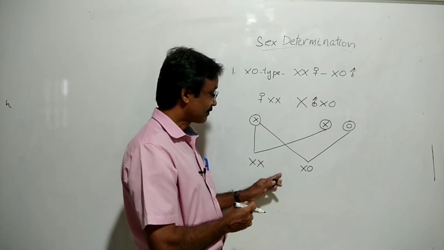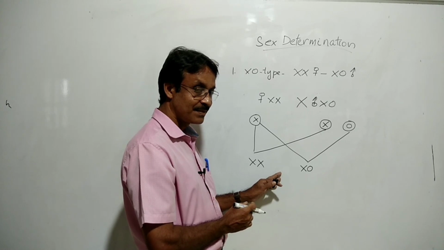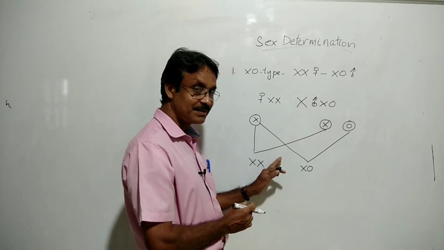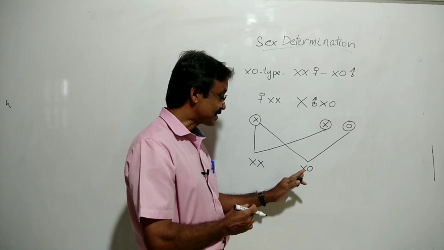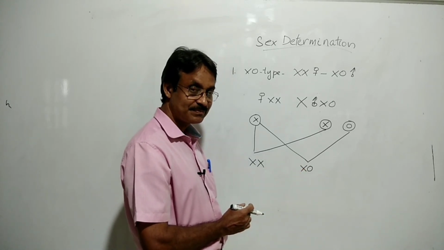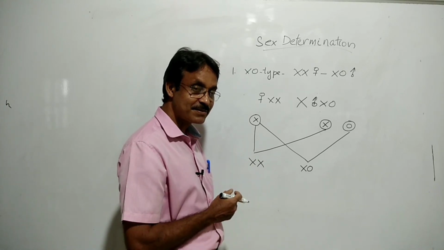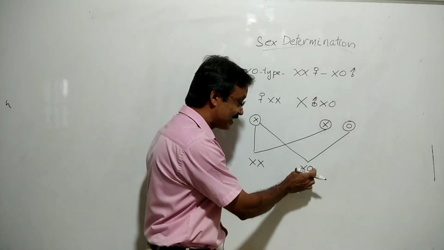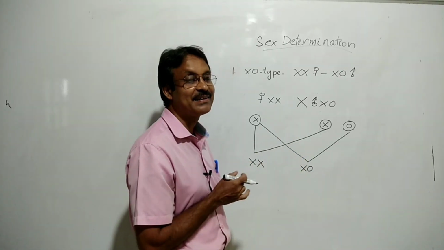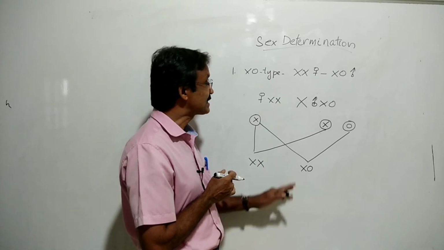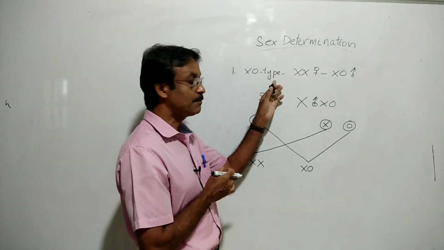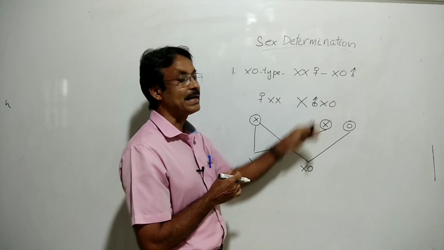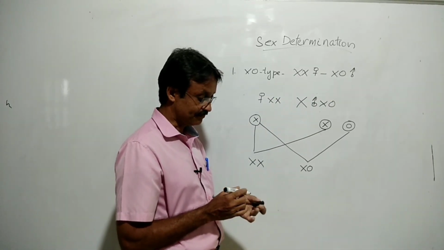Clear? Thus, in insects like grasshopper, there is a difference in the number of chromosomes. What is that difference? Yes, one chromosome is less in males than in females. So this is called the X0 type, or the XX female and X0 male mechanism.